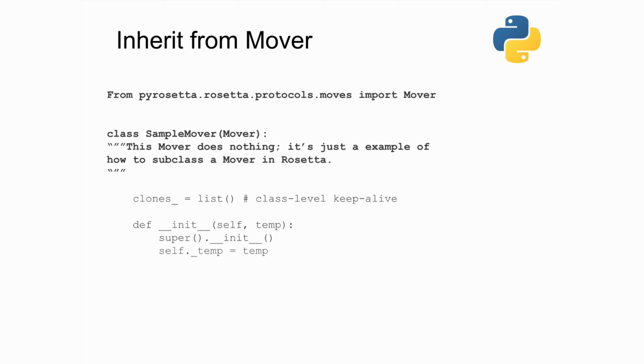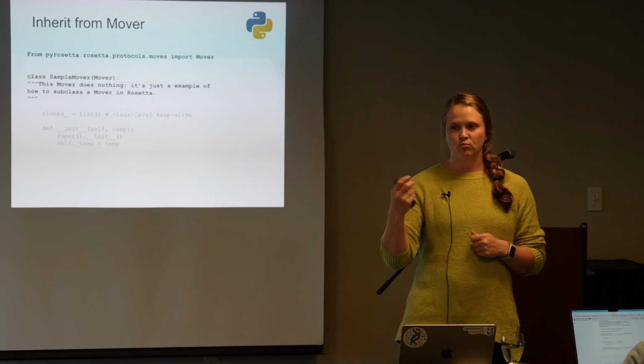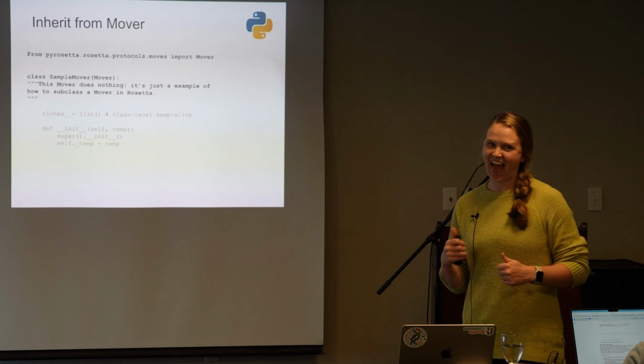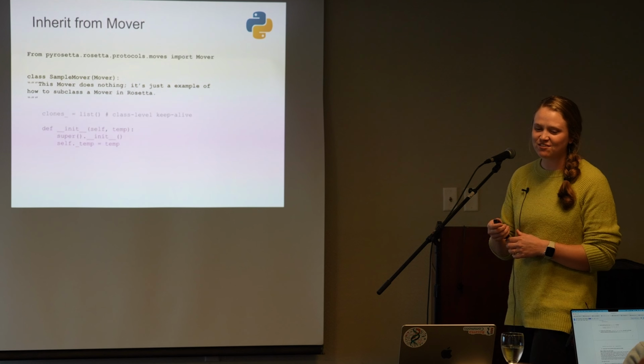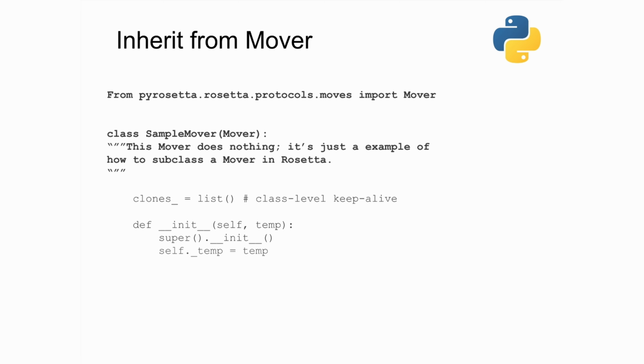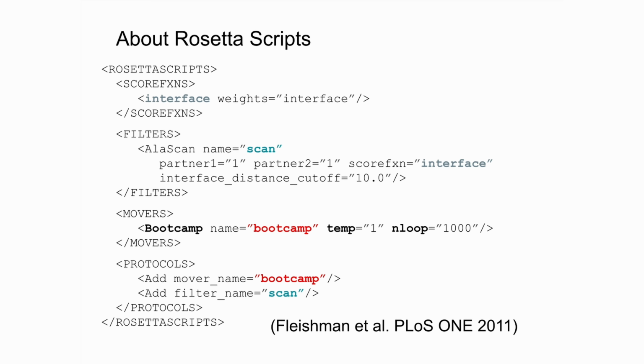So like I said before, you don't have to have separate files when you're defining your mover for PyRosetta, but you're going to have a very similar setup where you need to define your class, and that will inherit from the mover class. You could add a docstring. Rachel would encourage you to add a docstring. And then you'll define the necessary functions for your mover.